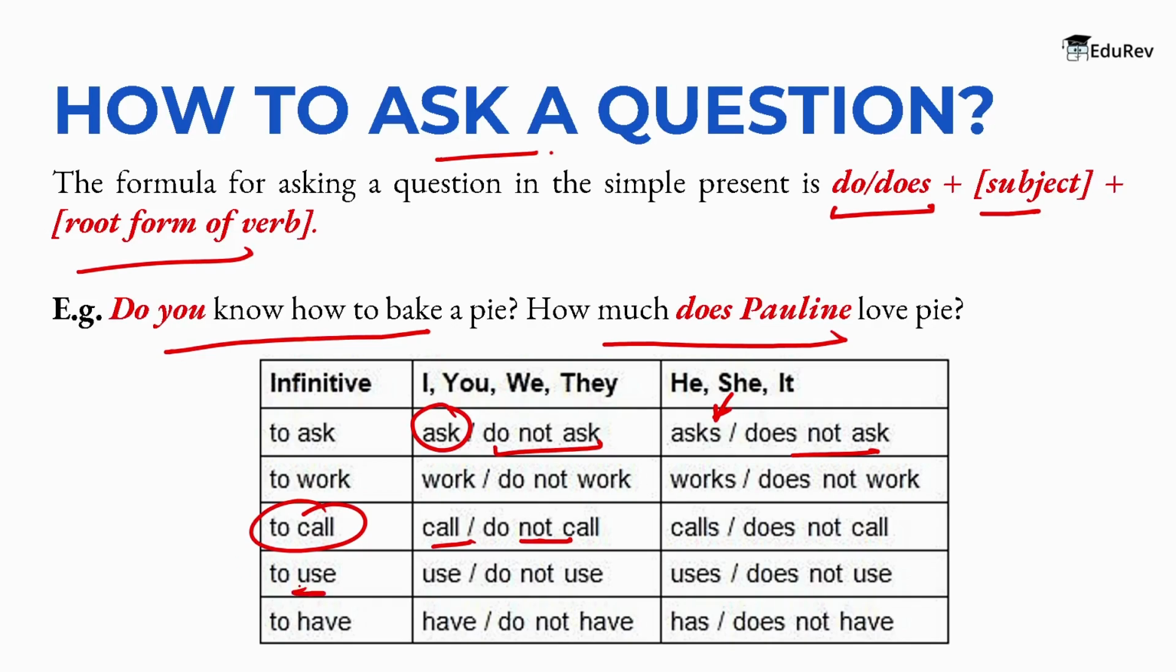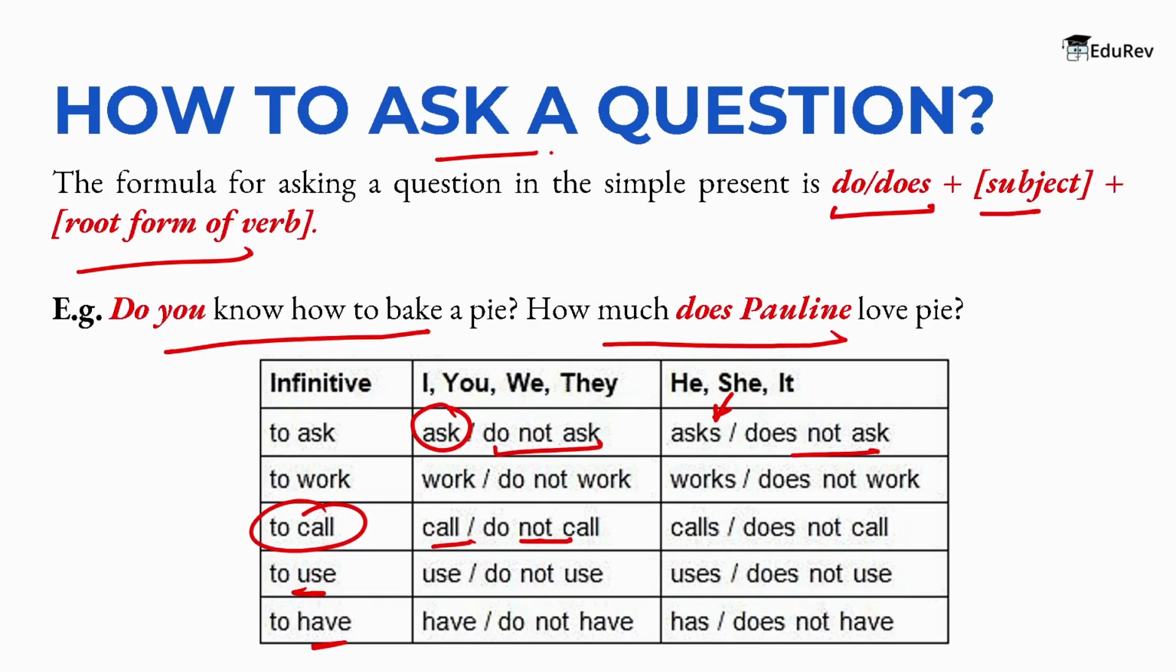Lastly, for use, we will say I use, I do not use. Similarly, for you, we, they, it is they use, they do not use. And for he, she, it, it will be she uses, she does not use, and similarly for he and it. Lastly, for to have, we can say you have, you do not have, we do not have, similarly for others as well. And for he, she, it, it will be she has, it has, he does not have, etc.